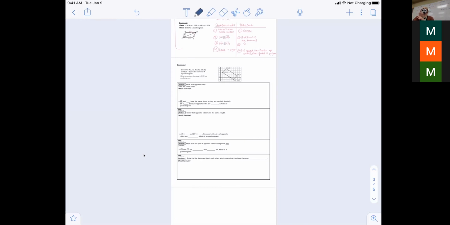We did opposite angles were congruent. We did 2 pairs of parallel sides. We did 1 angle consecutive, or sorry, supplementary to its consecutive. What are the last 2? No, sorry, I guess we didn't do that one. We didn't do 2 pairs of parallel sides.